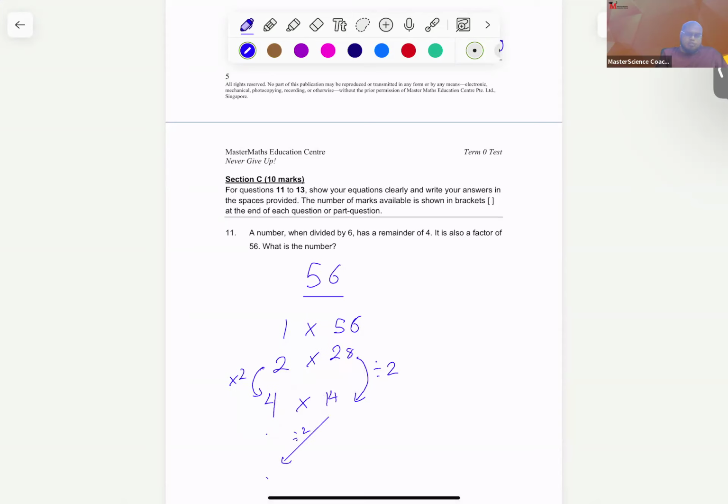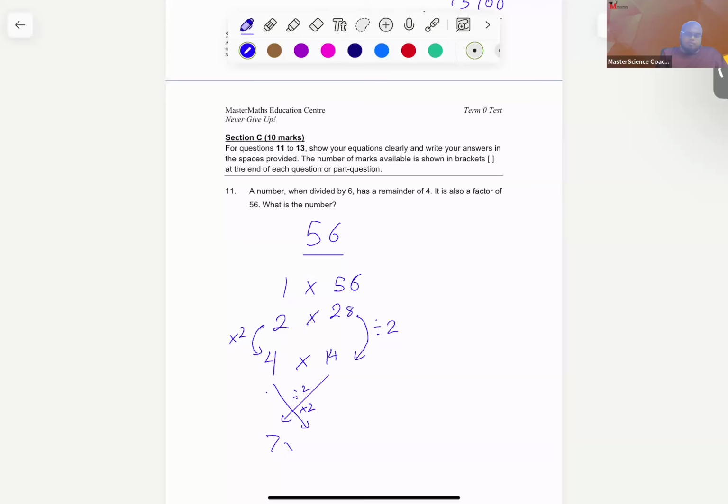Divide by 2 becomes 7. So the 4, I times 2. I do the opposite, so it becomes 8. Okay? Now the numbers are beside each other. Probably there's no more, so now these are all the factors.